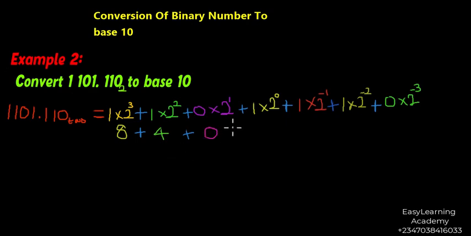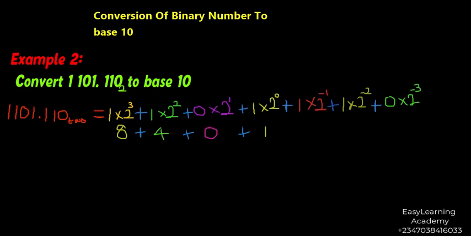Alright, so we get to the last digit for the whole number part, and that is 1 times 2 raised to power 0. Now any number raised to power 0 is 1. 2 raised to power 0 will be 1. 1 million raised to power 0 is 1. So if this place is 1, then 1 times 1 will give us what? 1 times 1 will give us 1.